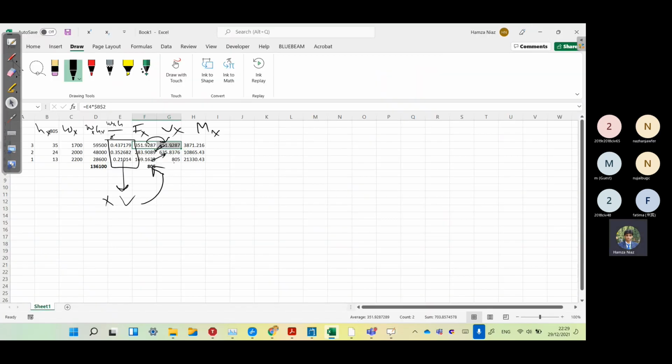Okay, the first is the same. Second is F2 plus V1. This is F3 plus V2. Similarly, just accumulate these values and we can get Vx values. This is Vx. This is Fx.